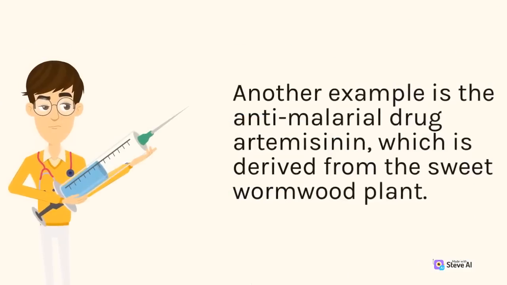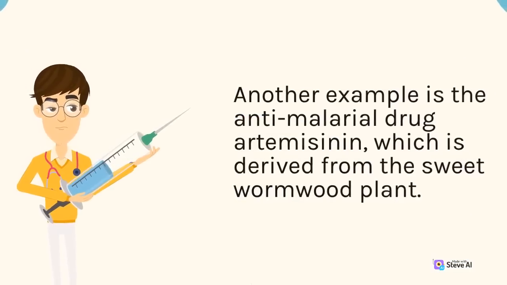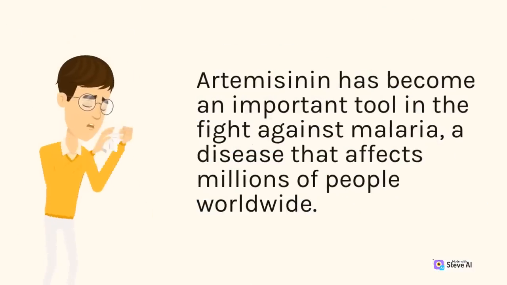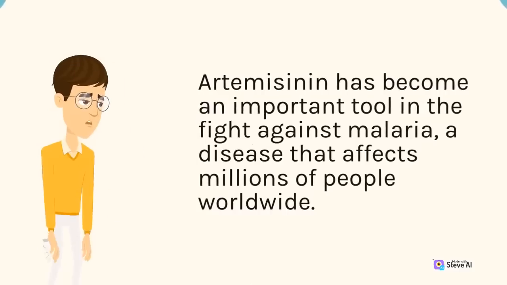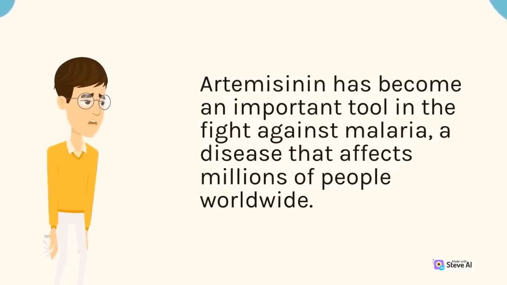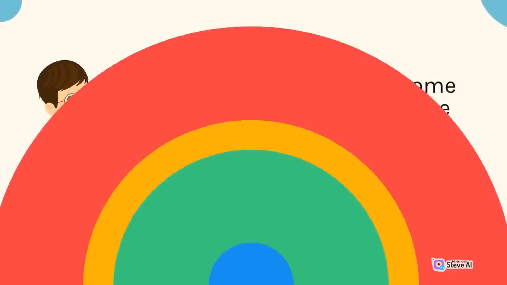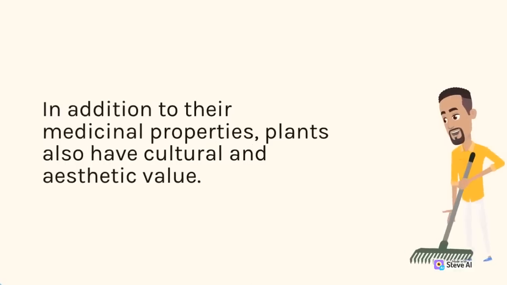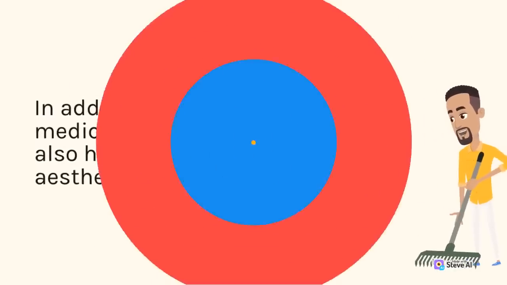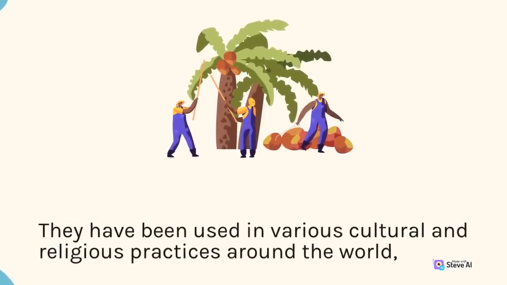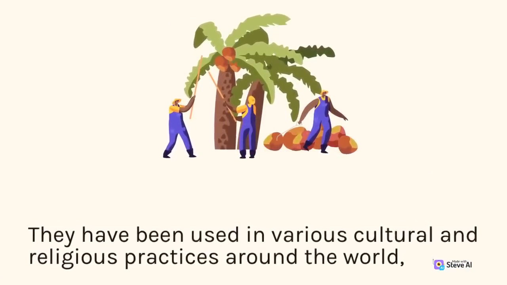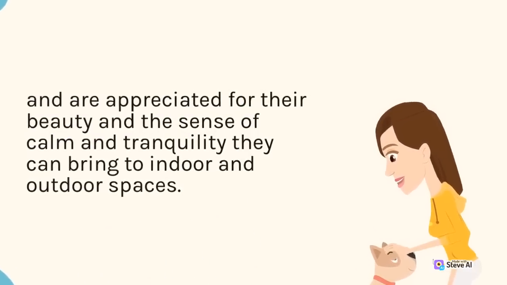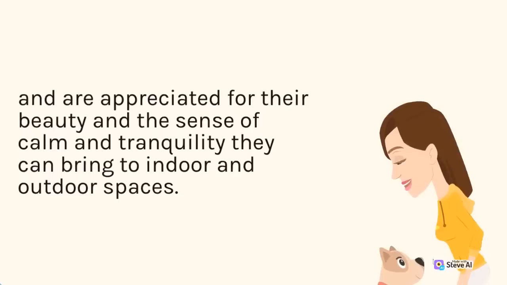Another example is the antimalarial drug artemisinin, which is derived from the sweet wormwood plant. Artemisinin has become an important tool in the fight against malaria, a disease that affects millions of people worldwide. In addition to their medicinal properties, plants also have cultural and aesthetic value. They have been used in various cultural and religious practices around the world, and are appreciated for their beauty and the sense of calm and tranquility they can bring to indoor and outdoor spaces.